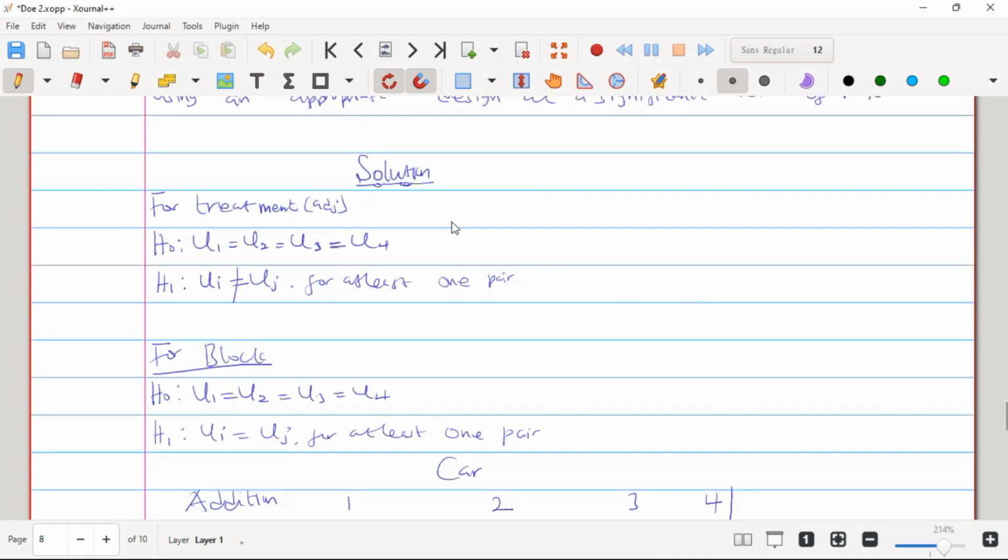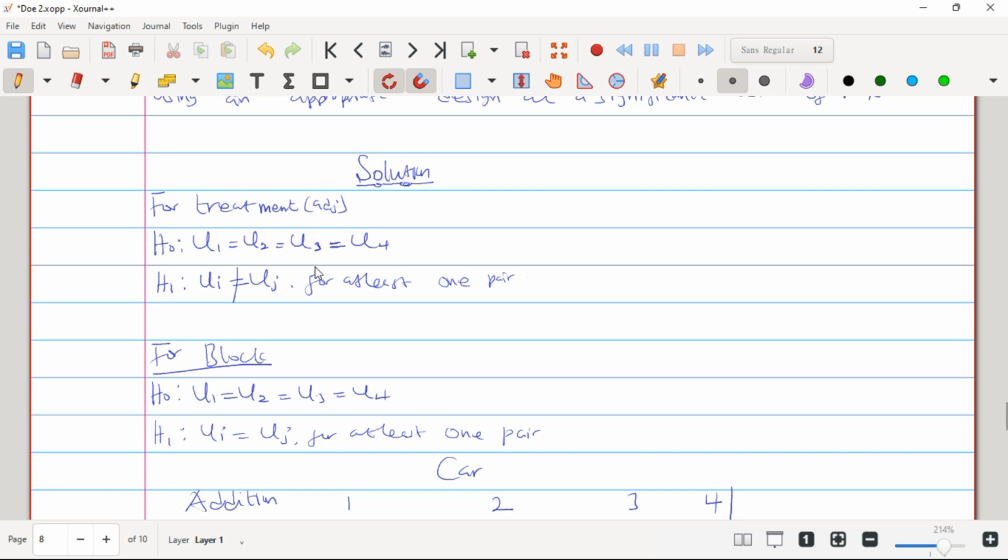Before we go through that, I want us to set our hypothesis, because we are going to compare means to find our F, so that we can use our F to draw conclusions. For the treatment adjusted, H naught is mu1 equals mu2 equals mu3 equals mu4, and H1 is mu i not equal to mu j for at least 1 pair. This is how things work for the treatment.